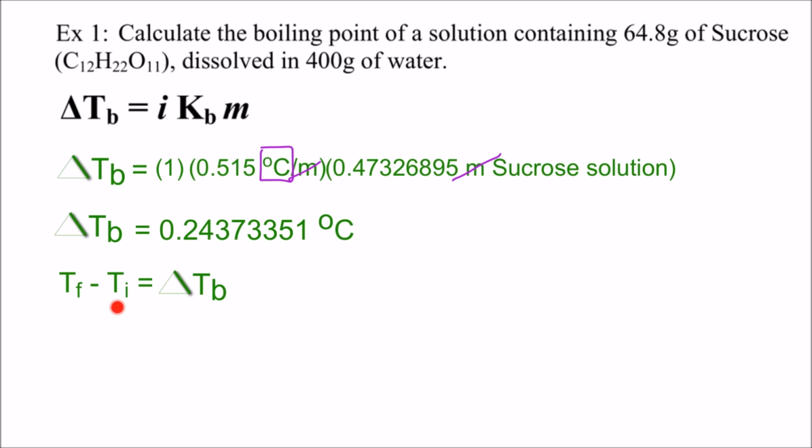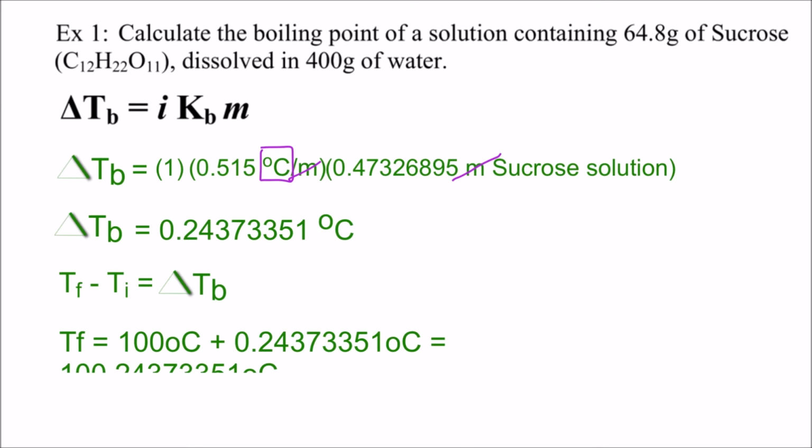Alright, so final minus initial is equal to the change. We want to know what the final is. That means we need to add the original boiling point to both sides. Okay, so we add those two together and we end up with the final temperature, the final boiling point, as 100.2 and so on degrees Celsius.